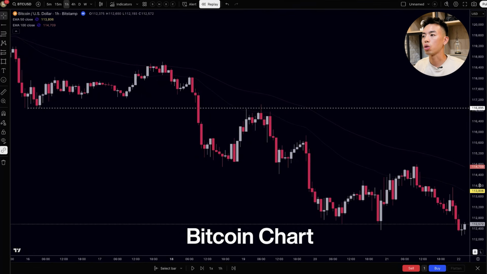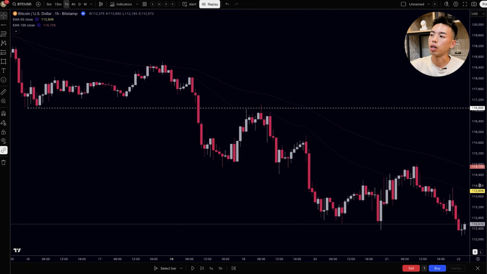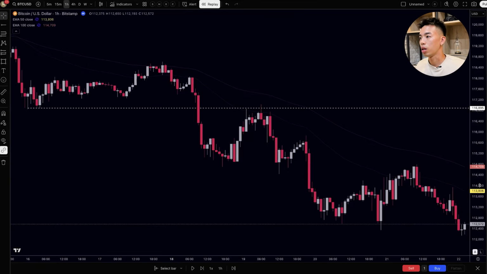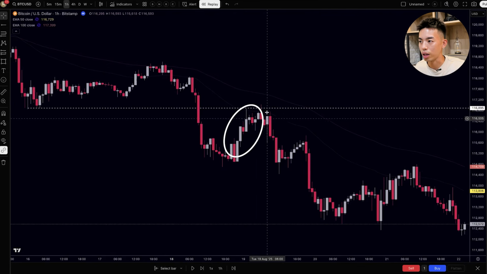Right here, I have the Bitcoin chart. And here you can see that I'm using the EMAs as a guide to understand where we are trending. Now, obviously the market is below the EMA, which means we are in a downtrend. Okay, now we are in a downtrend and we have this move towards the downside, and now we see a pullback coming in. Once you see that pullback, what you want to do is go down one time frame lower and identify this area right here.